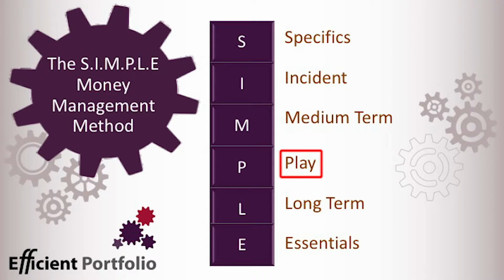Now this is probably my favourite account. We need the play account. So you need to divert money into a separate account. If you're a couple, you need a play account each, but a set monthly amount that is then your money to spend on whatever you want.